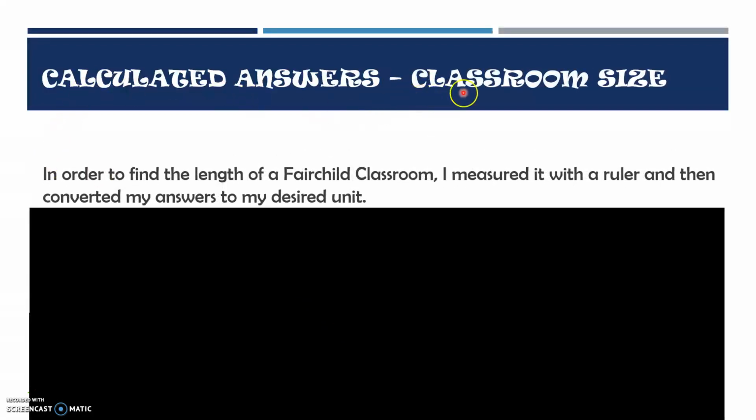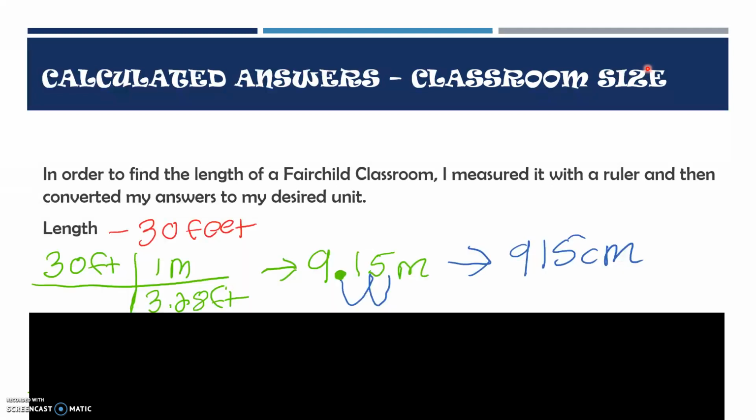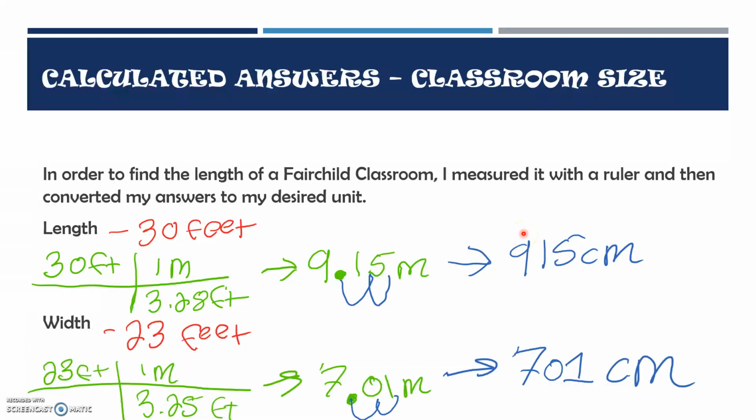Calculated answers in terms of classroom size. In order to find the length of a Fairchild classroom, I measured it with a ruler and then converted my answers to my desired unit. In case you have not been able to tell, my desired unit is centimeters. So the length, 30 feet, converted to meters is 9.15 meters, converted to centimeters is 915 centimeters. The width is 23 feet, converted into meters is 7.01 meters, and converted into centimeters is 701 centimeters.